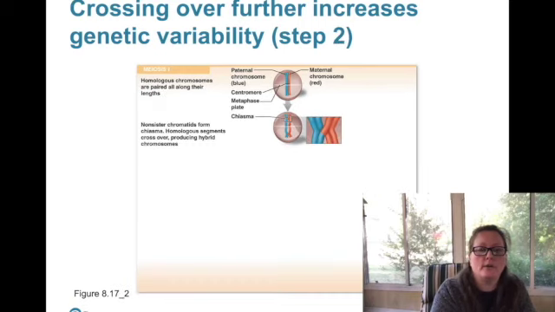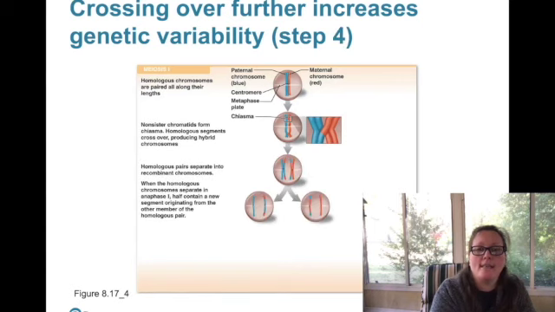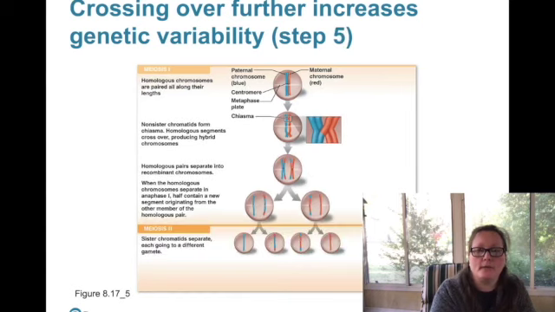So now we are going to start going through here. We're going to show a crossing over. And then it ends up, look how different we can be. We now have complete utter variations. This one would look just like dad. This one would look just like mom. This one would look more like dad, but have some like mom. This one would look more like mom, but show some of dad.